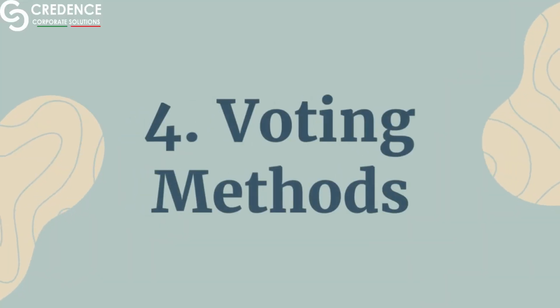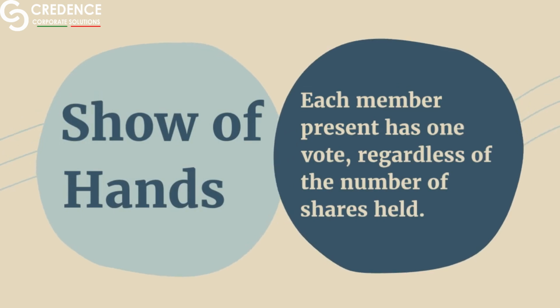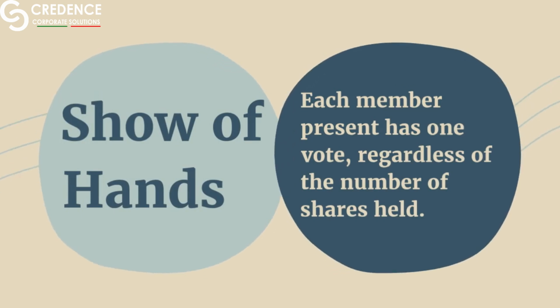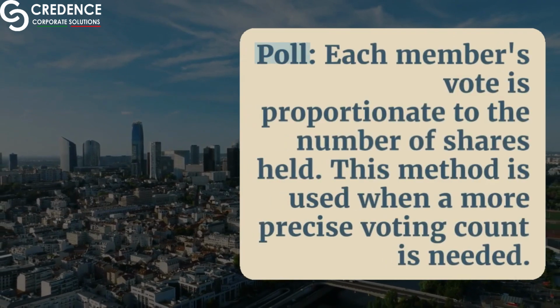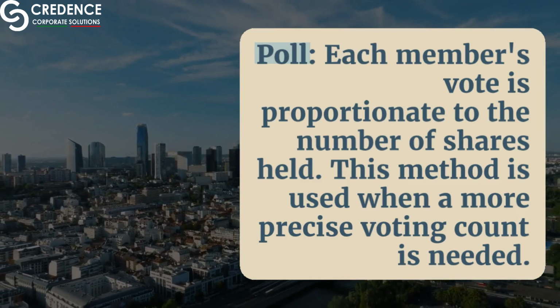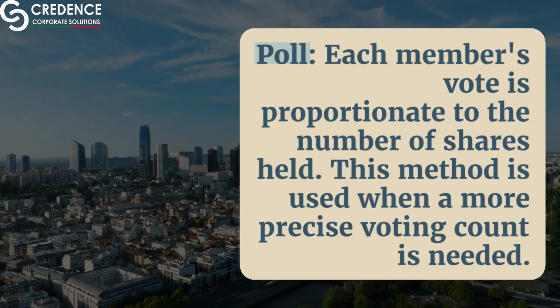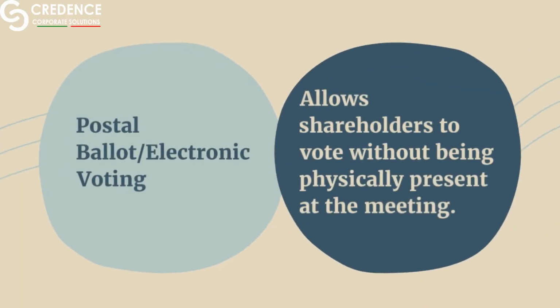4. Voting methods. Show of hands: each member present has 1 vote, regardless of the number of shares held. Poll: each member's vote is proportionate to the number of shares held. This method is used when a more precise voting count is needed. Postal ballot, electronic voting: allows shareholders to vote without being physically present at the meeting.